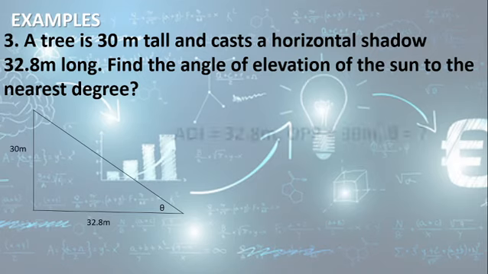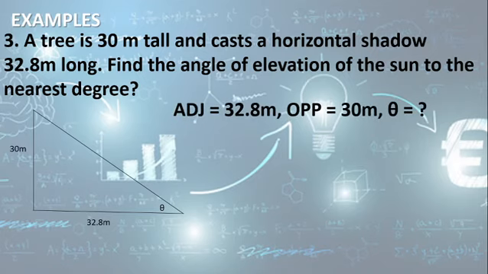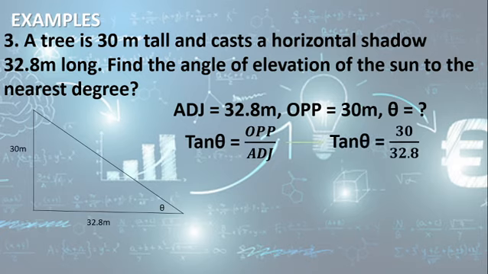So our opposite side will be the side that is facing the angle being considered. We are considering angle theta, so the opposite is 30 meters, and then the adjacent is 32.8 meters, the side that carries both the right angle and the angle being considered. So we have opposite and adjacent. Once again, we'll use tangent. Tan theta equals opposite over adjacent. We insert values. Tan theta is equal to 30, which is the opposite, divided by the adjacent, which is 32.8.